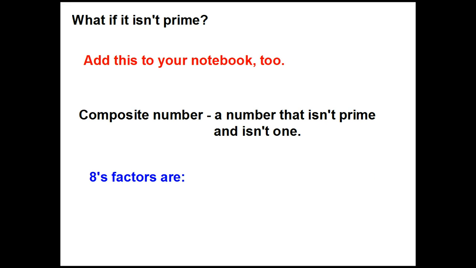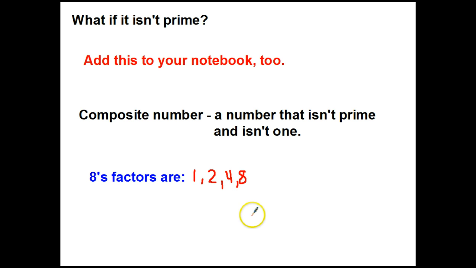What if a number isn't prime? We're going to add this to your notebook too. A composite number is a number that isn't prime, and it isn't 1. 8 is an example of a composite number. Its factors are 1 and 8. But since 8's an even number, we know that 2 is also a factor. 2 times what? 2 times 4.